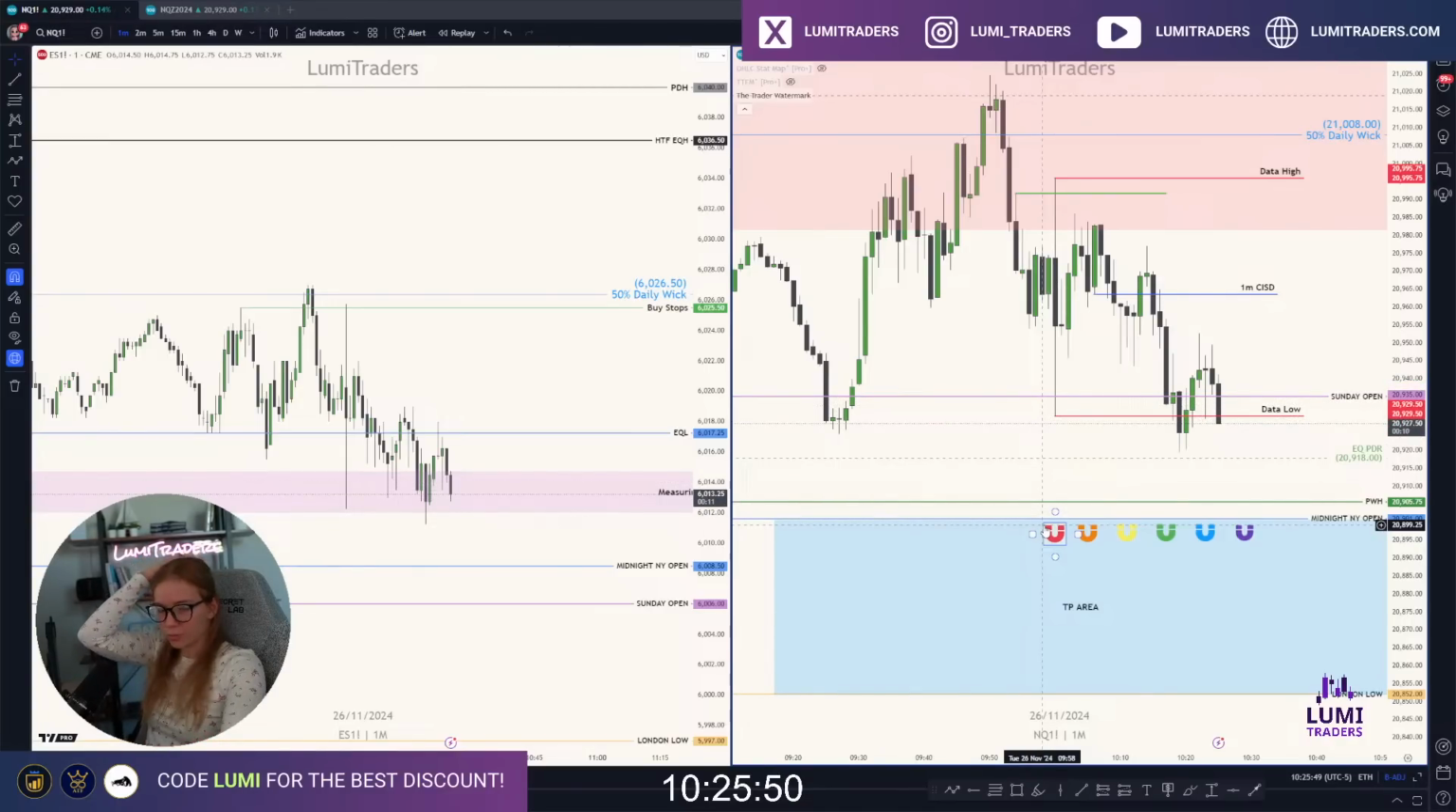The blue box is just the range between New York midnight open and London low. This is where I would like to see a potential, at least an attempt to reverse. So we will see.